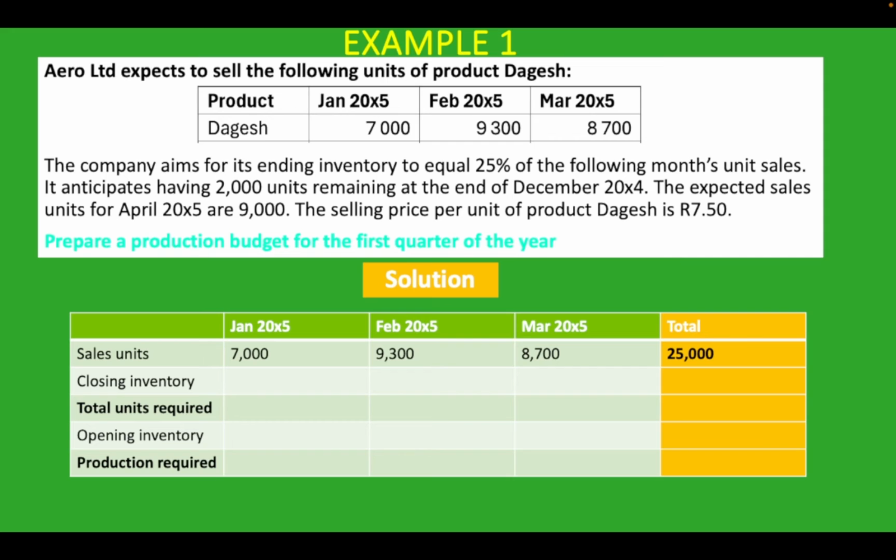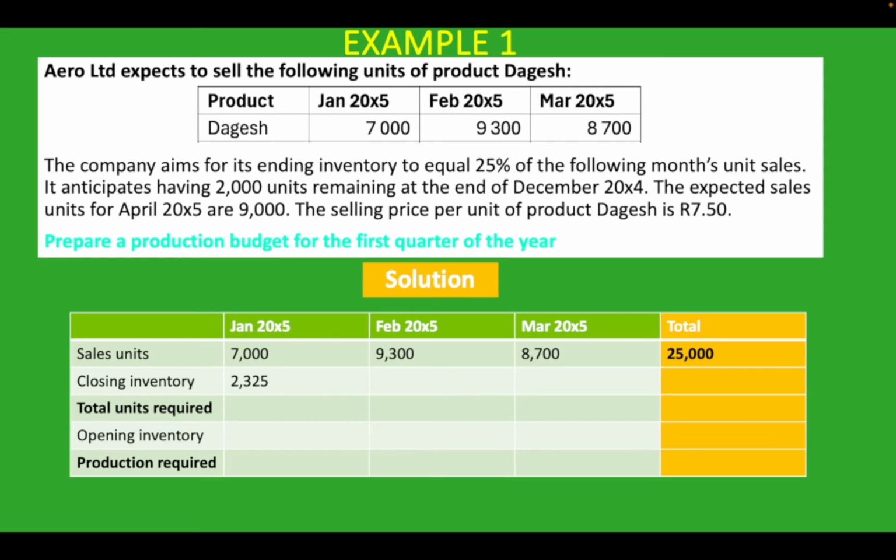Okay, so let's calculate our closing inventory for January. It's going to be the 9,300 for February, and we multiply that by 25%, and that gives us a total of 2,325 units that we need to have as closing inventory for January. So let's put that down, and I'm going to do the same thing in February.